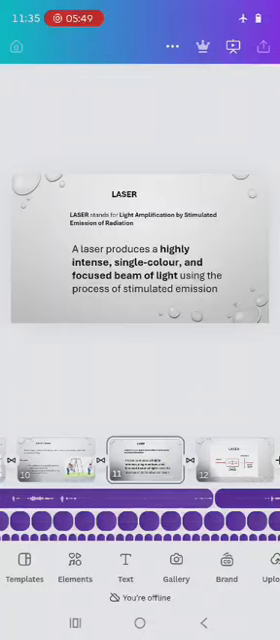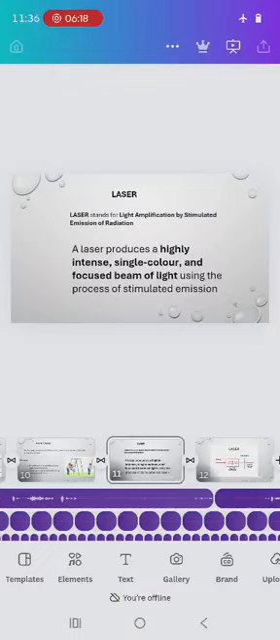Okay. Finally, the topic is laser. What is laser? Laser stands for: L means light, A means amplification, S means stimulated, E means emission, R means radiation. Laser stands for light amplification by stimulated emission of radiation.